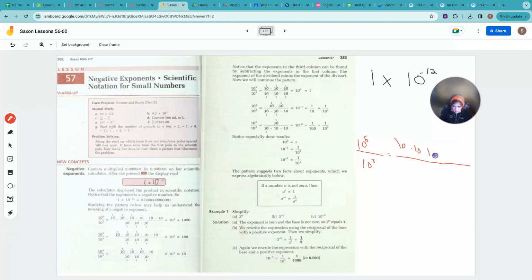So let's get into it. 10 times 10 times 10 times 10 times 10. Okay, so we've got 6 tens, and then on the bottom it says 10 to the third, so we put 3 tens because it's 10 to the third. But what am I supposed to do from here?